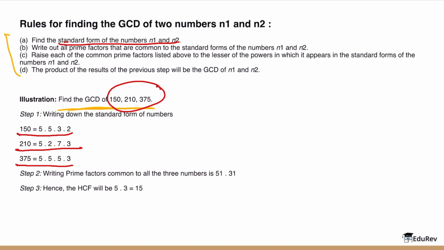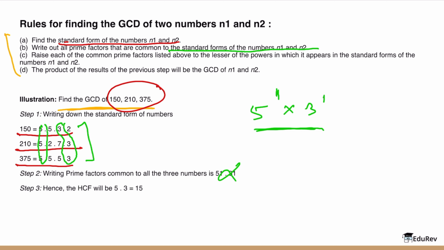So what is step 2? Step 2 is write out all the prime factors that are common to the standard form of n1 and n2. So common to this is nothing but 5 to the power 1 and 3 to the power 1. Okay, so 5 is common and this 3 is common, correct? So 5 one time and 3 one time is common to all of this.